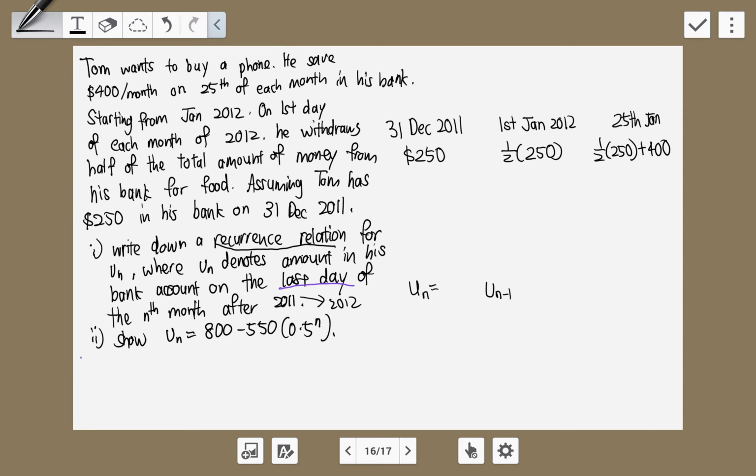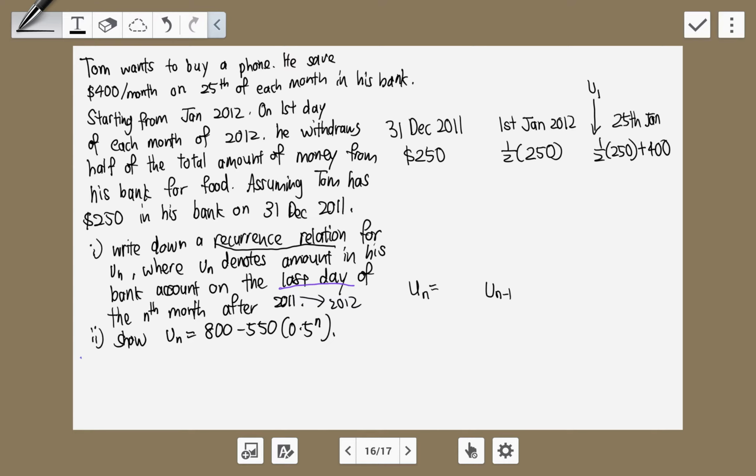This is my last day of the month amount. It doesn't matter, because from the 25th of January to the last day of January, he's not going to do anything with his money. He's not going to withdraw, and he's not going to put in more money. So this could be taken as the amount at the last day of the month as well. So this would be my U1, the last day of the first month after 2011.